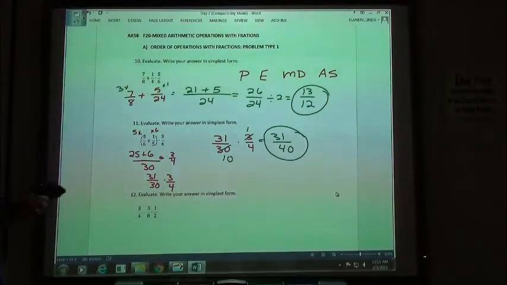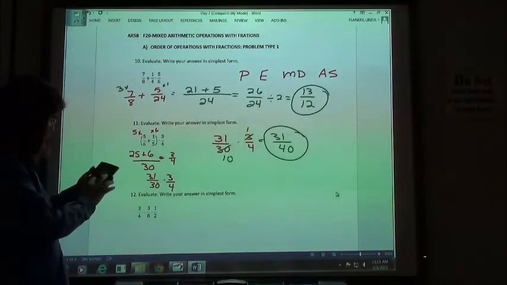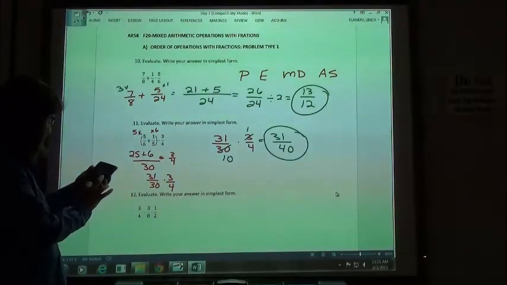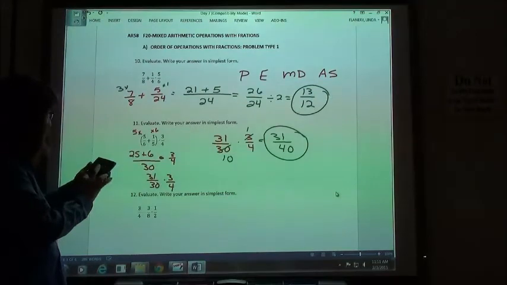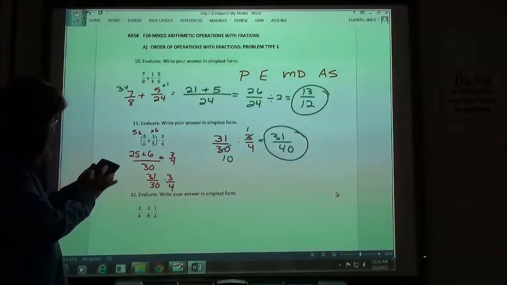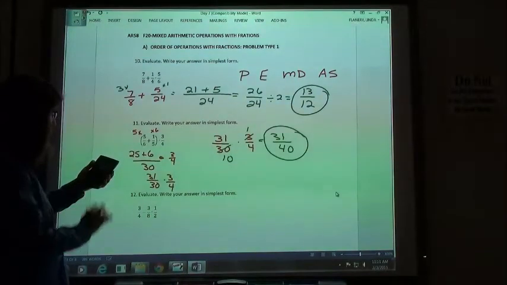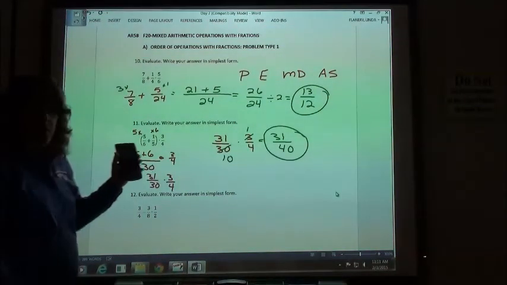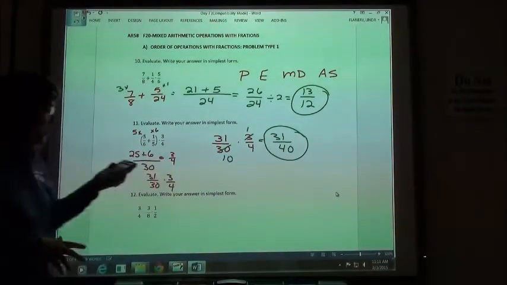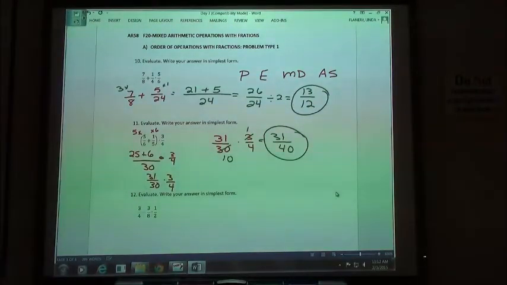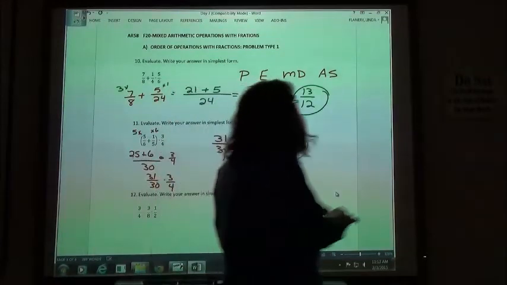Again, if I'm going to check that with my calculator, just like it looks, parentheses, 5 fraction 6 plus 1 fraction 5, close my parenthesis, times 3 fraction 4 equals 31 over 40. This one's a proper fraction, so it is in the form that we want. Go ahead, do number 12 there while I move the board.